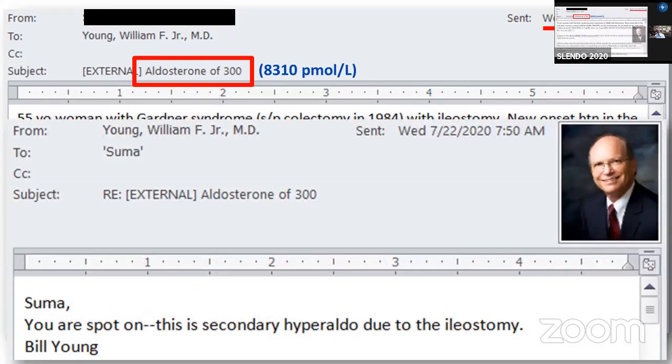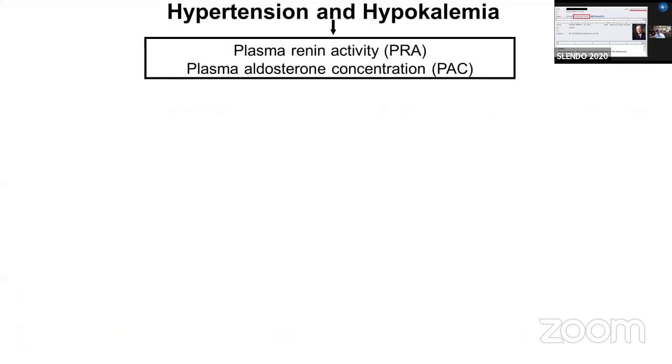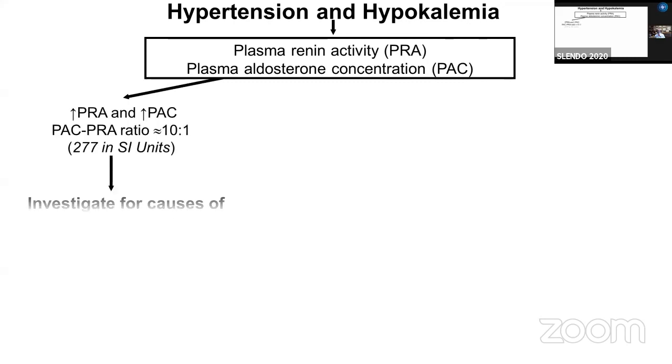This is my response. Suma, you're spot on. This is secondary hyperaldo due to the ileostomy. The way I think about aldosterone and renin, now this graphic applies to only those people with hypertension, hypokalemia, and frequently ileostomy patients have hypokalemia too. This one didn't. So in the setting of hypertension, hypokalemia, you measure a morning blood test for renin and aldosterone.